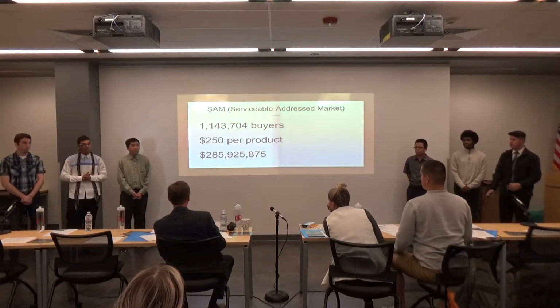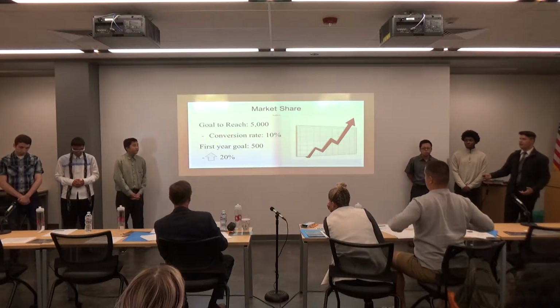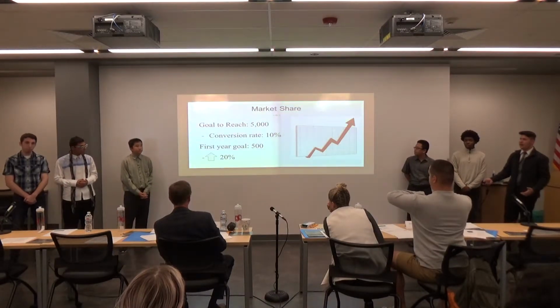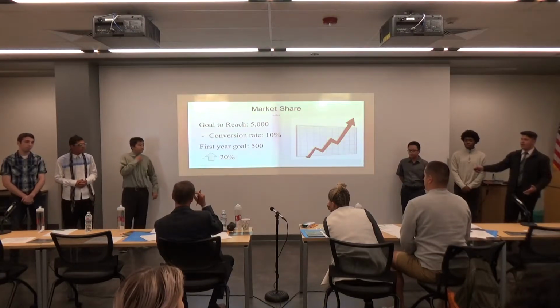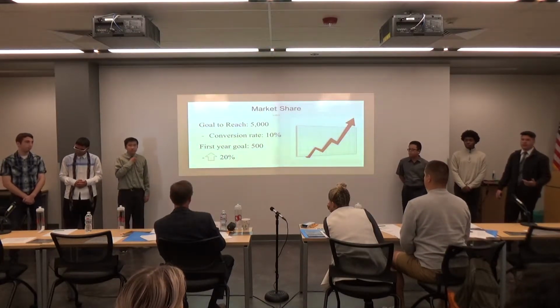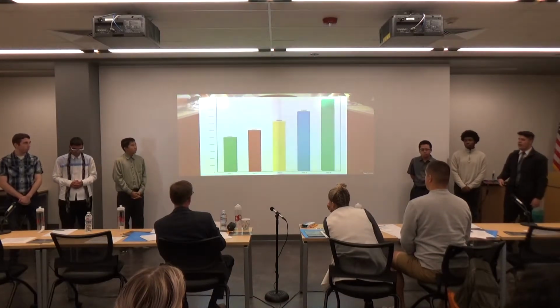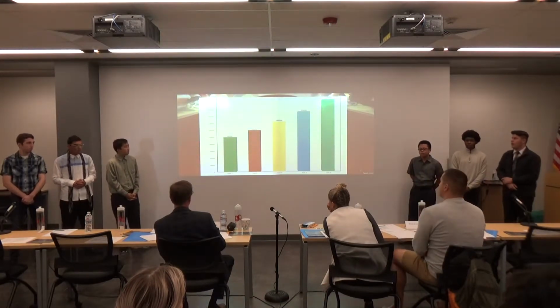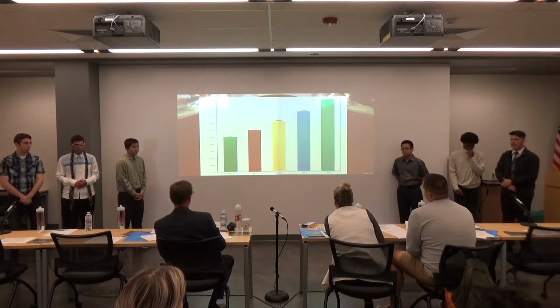million. So for market share, the goal we're trying to reach is 5,000 buyers with a conversion rate of 10%. For our first year goal, we're planning to have around 500 buyers with a growth rate of 20% each year. So for our first year, we're expecting a revenue of $125,000. And for our fifth year, we're planning to have a revenue of $260,000.